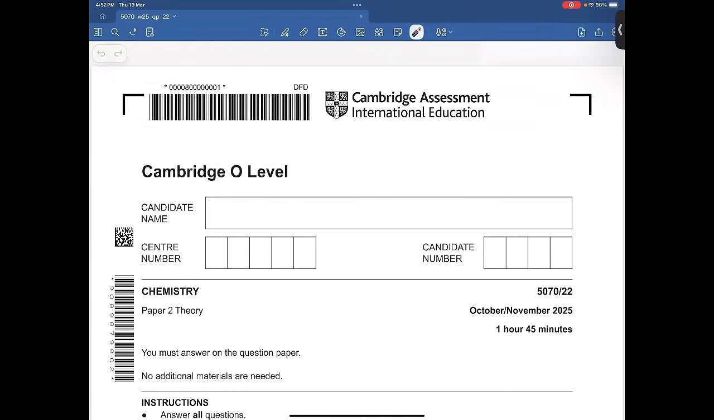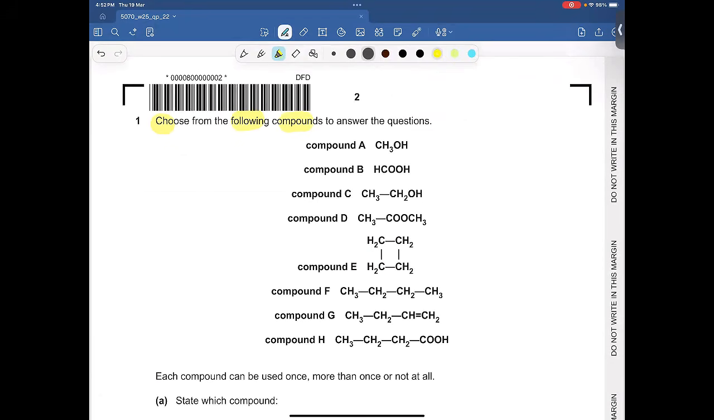Let's start O-Levels, Chemistry Paper 2, October-November 2025, Variant 22. Choose from the following compounds to answer the question. So this compound is methanol. This compound is methanoic acid. This is ethanol. This is ester, methyl ethanoate. This is cyclobutane. We have done this structure in class. This is butane, this is butene, and this is butanoic acid. All right. Each compound used once, more than once, or not at all.